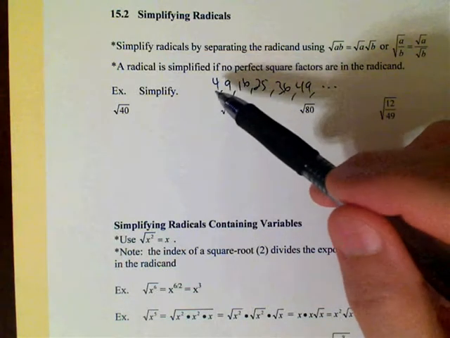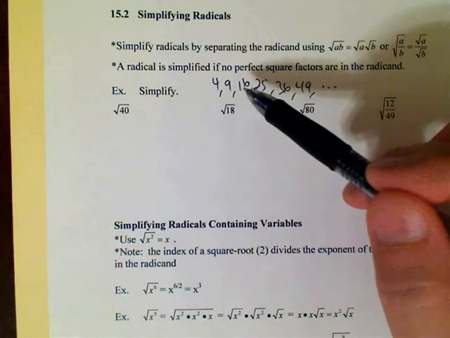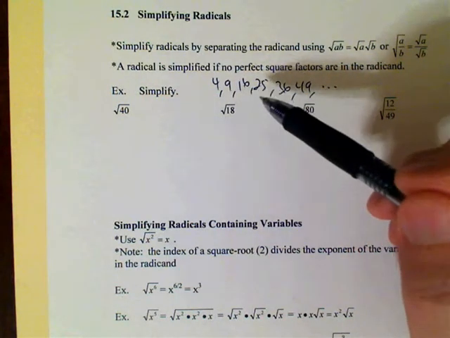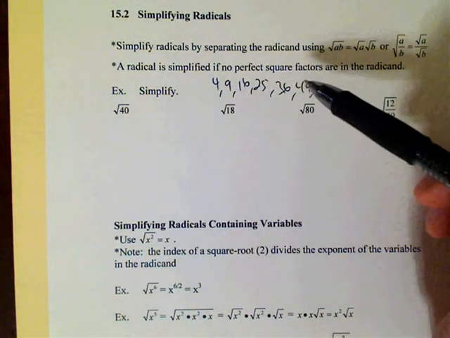If we take the square root of 4, we're going to get a plain old 2. The square root of 9 is 3, the square root of 16 is 4, the square root of 25 is 5, and so on. That's what we mean by perfect square factors, and factors divide into.